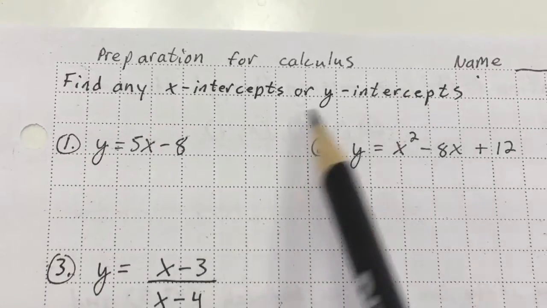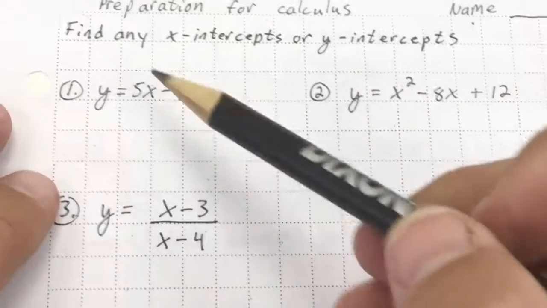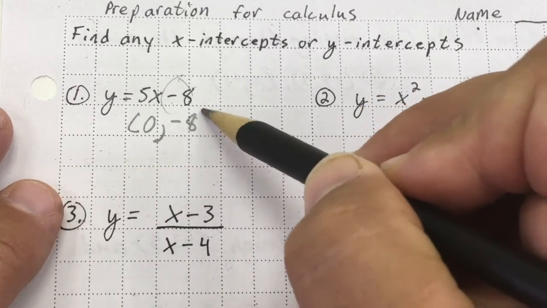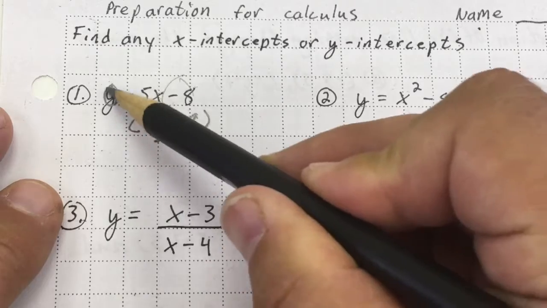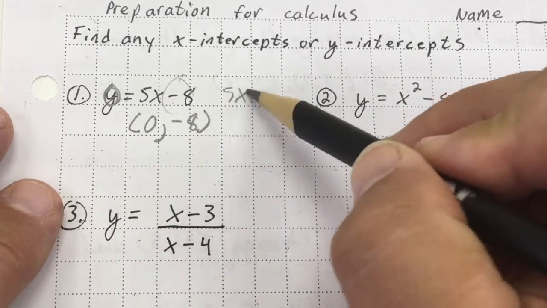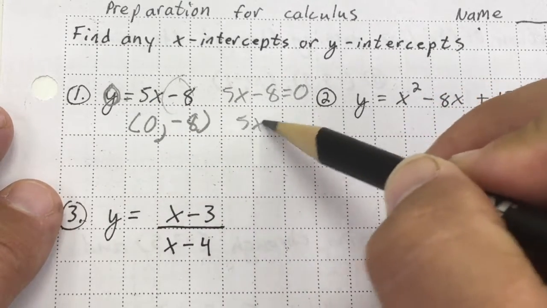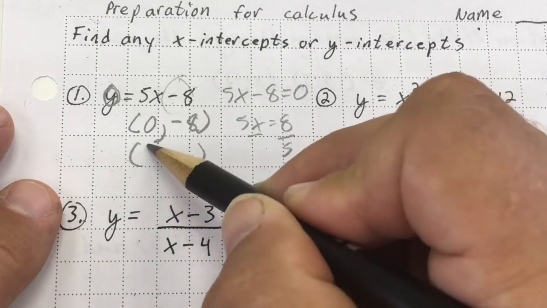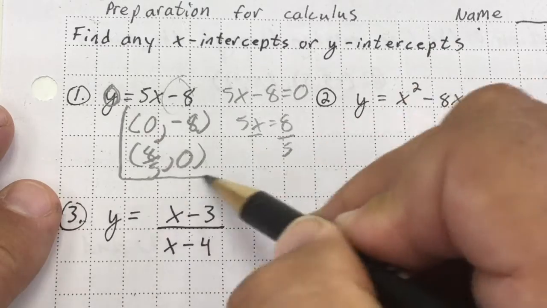Preparation for calculus, homework assignment: find any x and y intercepts. So the y-intercept for this is pretty quick. The y-intercept is just going to be (0, -8). For the x-intercept, I want to set y equal to 0 and then solve that. That would give me 5x minus 8 equals 0. 5x equals 8, so x would equal 8 fifths. So the x-intercept would be (8/5, 0).